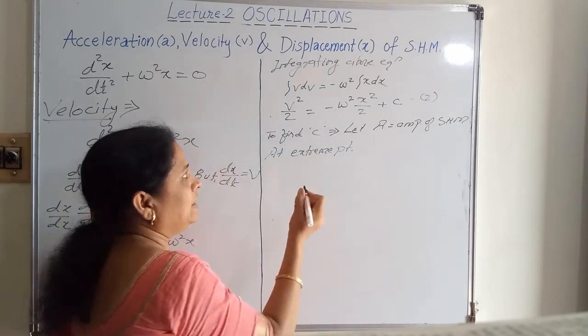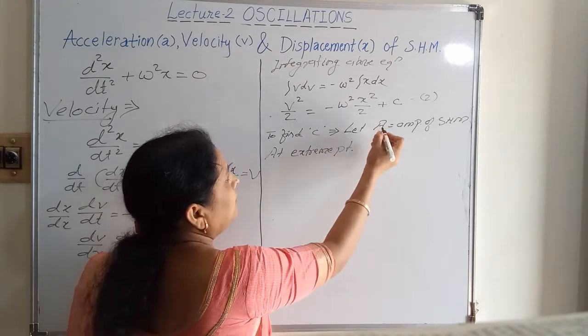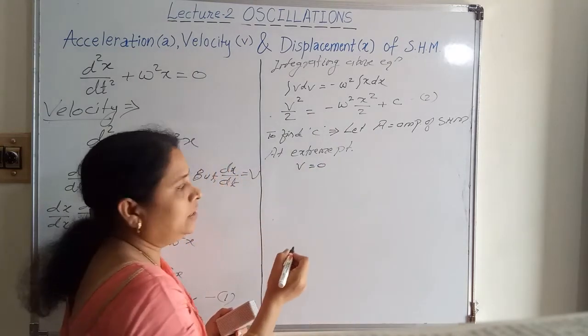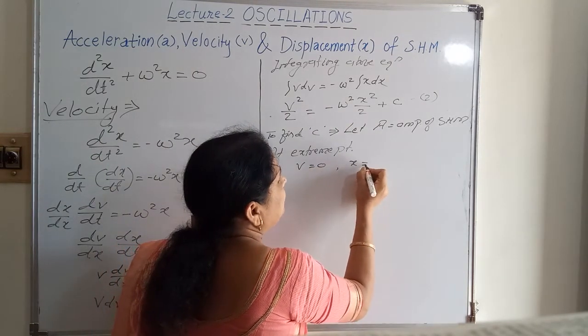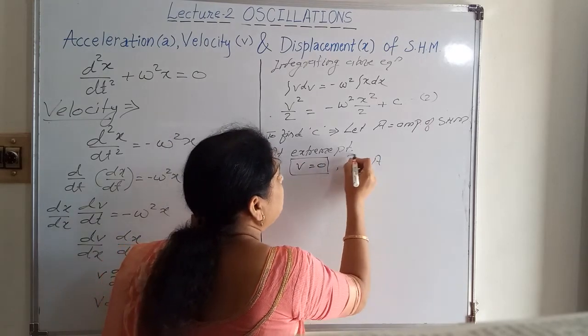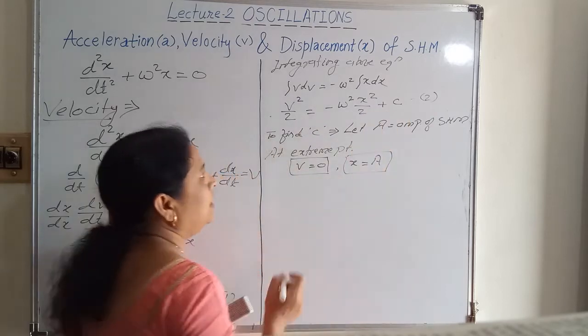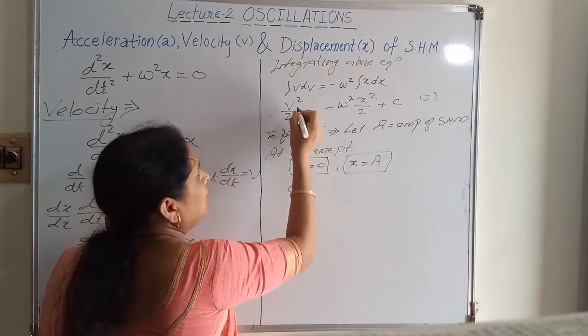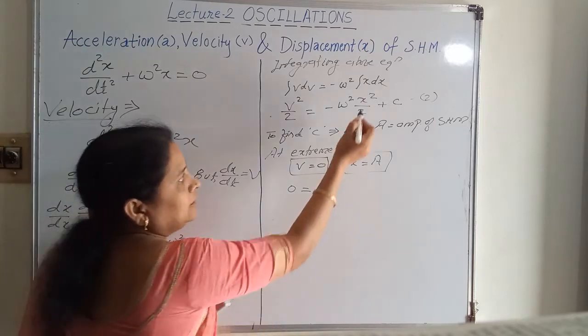What can I write at the extreme point? At the extreme point, we get velocity v equal to 0 and displacement equal to the amplitude. We use these two values, v equal to 0 and x equal to a, in equation 2. Our equation becomes 0, as v is equal to 0 and x is equal to a.